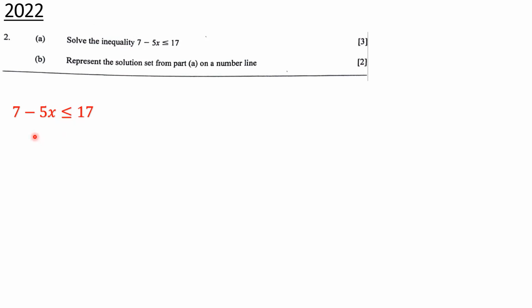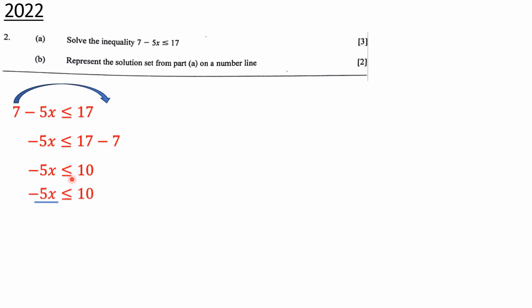The first thing that we're going to do is send the 7 over onto the right-hand side. When we send it over, it was a positive 7, that becomes a negative 7. And so now we have 17 minus 7, and indeed 17 minus 7 is 10. Next, we're going to divide both sides by negative 5. And we know that we could cancel out the negative 5s.